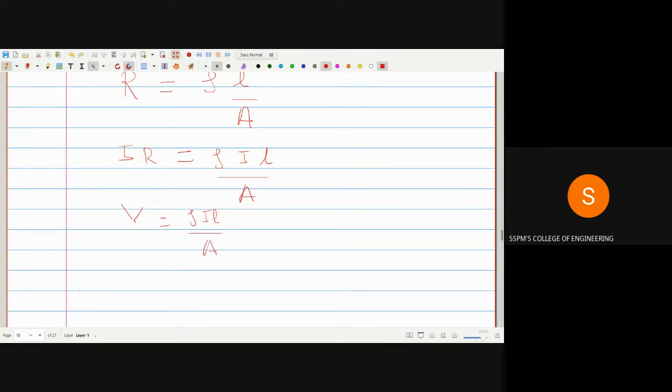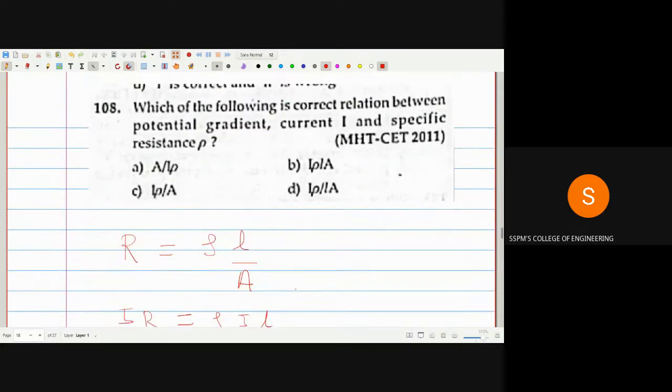So V is equal to rho I L divided by A. Now what is the potential gradient? The potential gradient, grad V, is defined as the change of voltage per unit length, V by L. So potential gradient is equal to V by L is equal to rho I divided by A. Therefore, see the option: the gradient of potential is rho I divided by A. Option C will come.